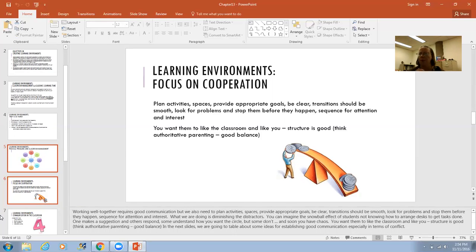So what you really want is you want them to like the classroom and you want them to like you. So structure is a good thing. You can think about that in relationship to authoritative parenting. You want to establish a good balance. In the next slides, we're going to talk about some ideas for establishing good communication, especially in terms of conflict.